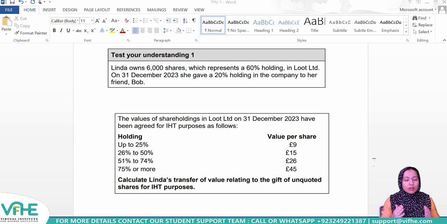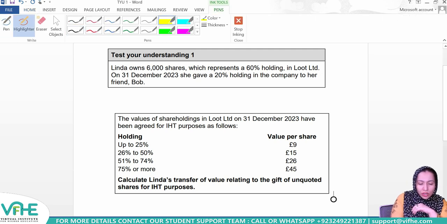So consider test your understanding 1, which has been taken from your Kaplan textbook, and it is a good illustration in order to determine how a transfer of value is to be figured out. Though, let me just tell you that in most of the questions, you are given the transfer of value, but there could be a chance that whenever the transfer takes place in the lifetime of a donor, an examiner might not tell you the transfer of value, and in that case, you will have to figure it out yourself. So let's see how the transfer of value has to be determined.